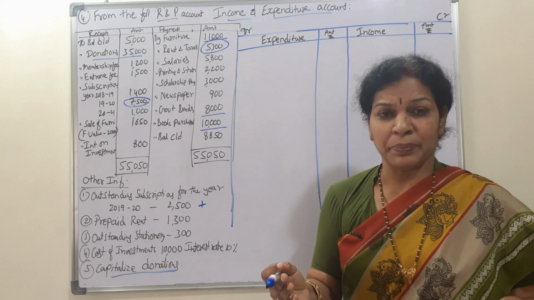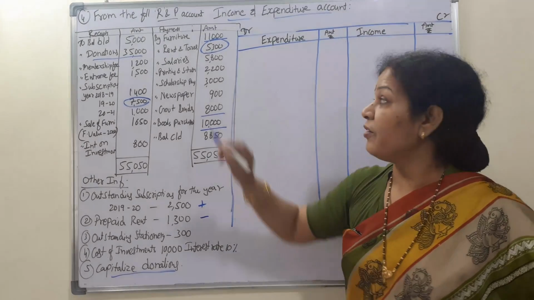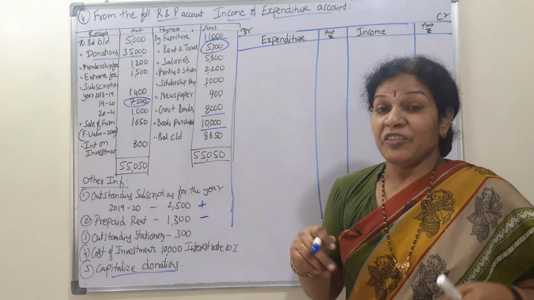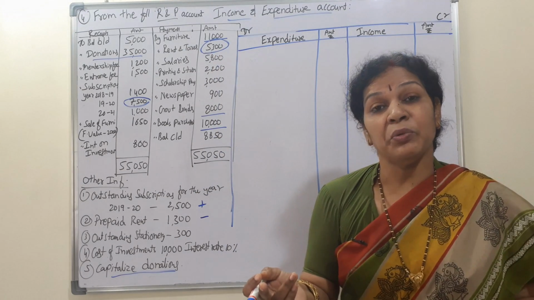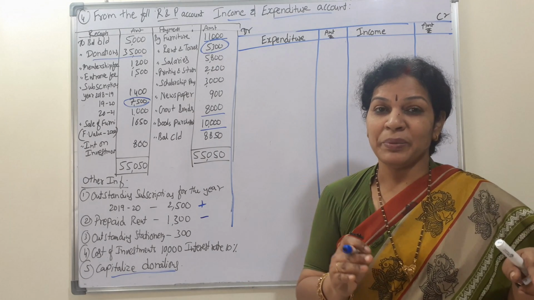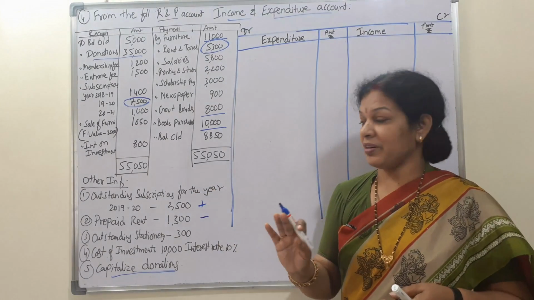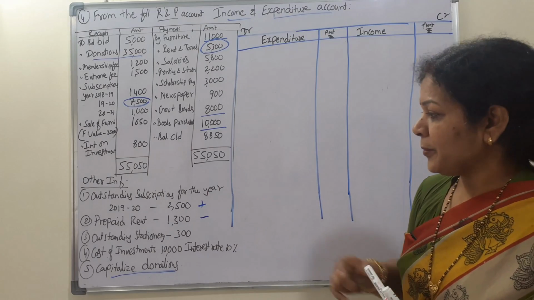We don't want prepaid in the income and expenditure account, so we will deduct this from the rent. If it is outstanding rent, we would have added payable, received, prepaid. Next year's amount we have paid is prepaid. So prepaid we don't want, so we are going to deduct it.